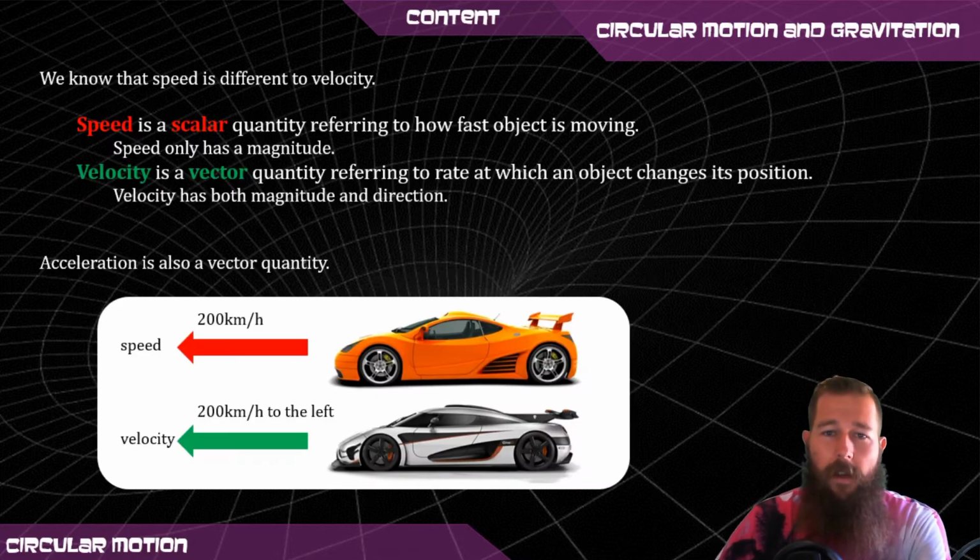We're going to be investigating the motion of an object that moves in a circular path. In order to do that, we're just going to do a little bit of a refresh. So we know that speed is a scalar quantity, and compare it to velocity, which is a vector quantity that requires both the magnitude and direction. Acceleration is also a vector quantity requiring both magnitude and direction.